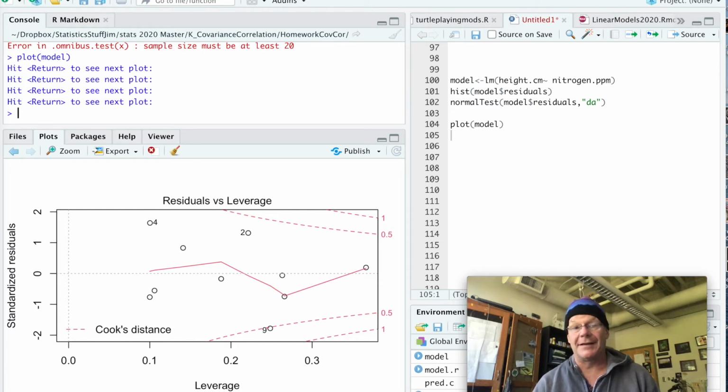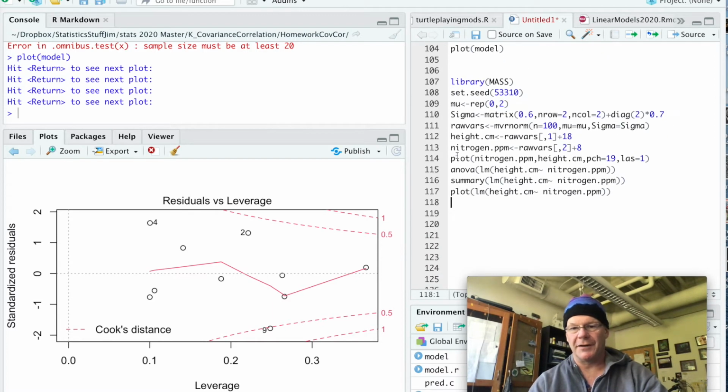So I'm going to simulate data where I'm going to have 100 samples. And so I'm going to cut and paste the code here. This is definitely code you don't need to worry about. This code is on the handout that you all have if you're curious to see how we're simulating these data.